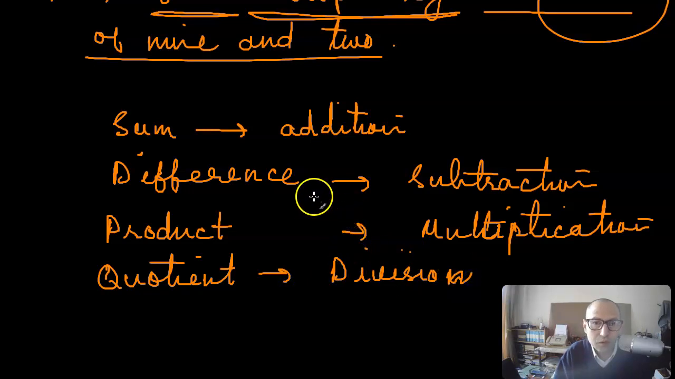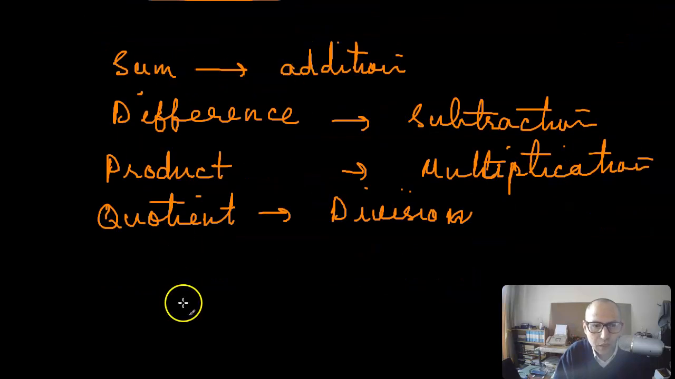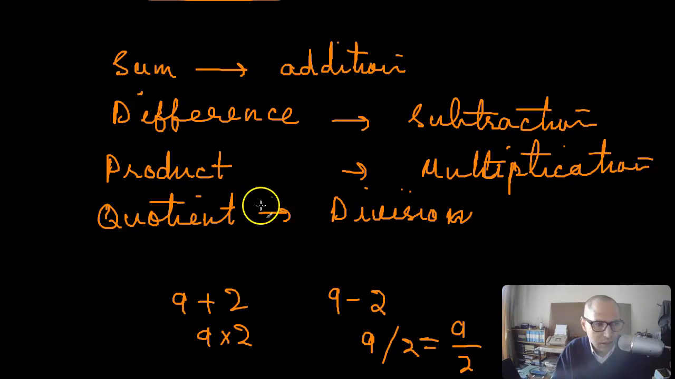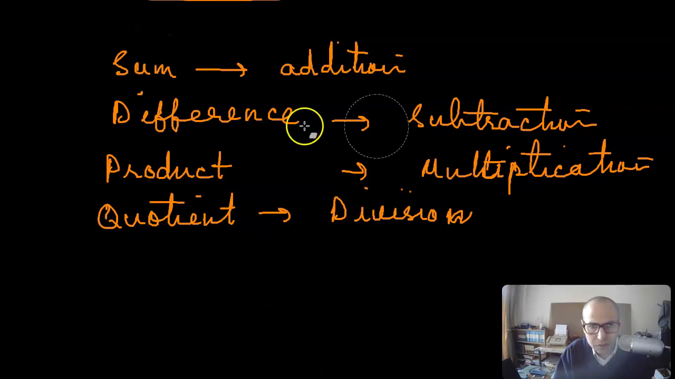So when I mean to say 9 plus 2, I would say the sum of 9 and 2. When I mean to say 9 minus 2, I would say the difference of 9 and 2. When I mean to say 9 times 2, I would say the product of 9 and 2. When I mean to say 9 divided by 2, or 9 by 2, I would say the quotient of 9 and 2. So that's the language of these expressions. These are simple things.